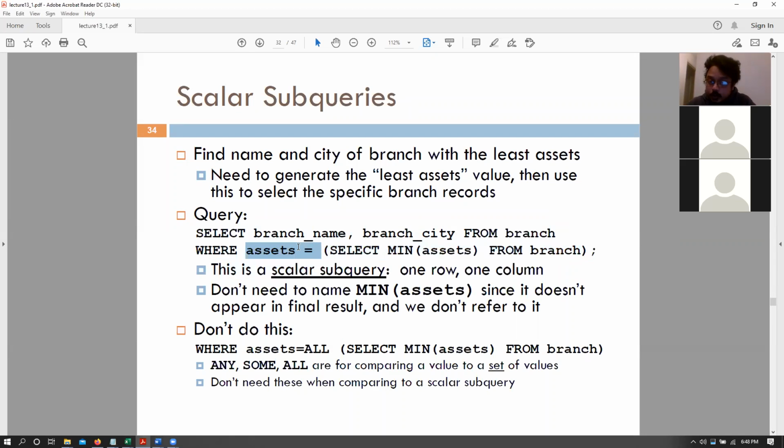Note that we are using the equal to sign. The equal to sign is for when we are comparing a scalar subquery, right? A single value is to be compared. In is basically used to check for a list of results whether my current row is within that list of results. That is for in. Any, some, all. These are all for comparing a value to a set of values, right? We do not need these any, some, all, in, these things when we are comparing to a scalar query.